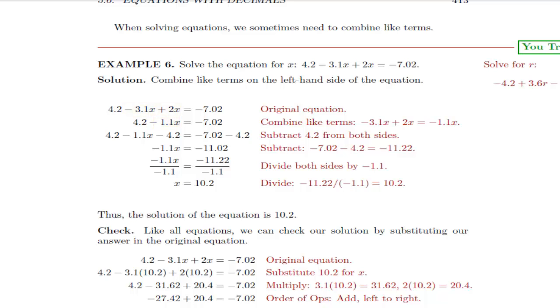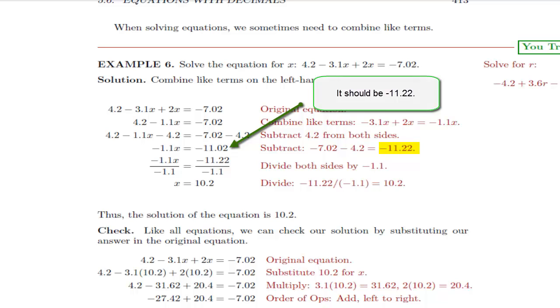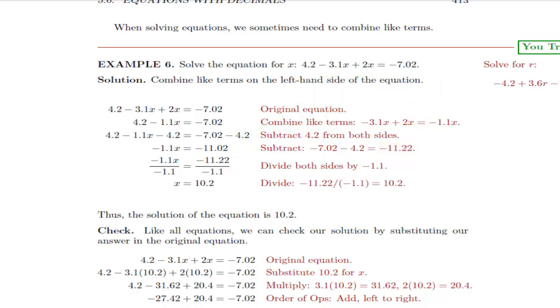We want to get the variable term by itself, so we will subtract 4.2 from both sides. On the left, we have 4.2 minus 1.1x minus 4.2, which is negative 1.1x. And on the right, we have negative 7.02 minus 4.2, which is negative 11.22. Then we'll divide both sides by negative 1.1 to get x by itself. On the left, we have negative 1.1 times x divided by negative 1.1, so we're left with x. And on the right, we have negative 11.22 divided by negative 1.1, which is a positive 10.2. So the result is x equals 10.2.